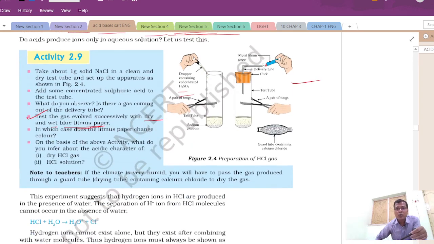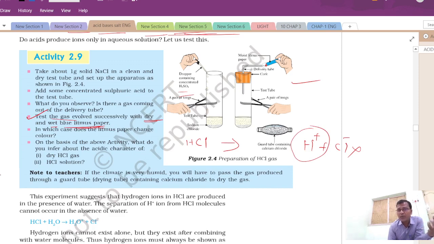Okay. So what happens if the litmus paper is dry and the gas is also dry? Without water, the acid will not break up into ions. HCl will not break up into H plus and Cl minus ion. That is why, in absence of H plus ion, it will not behave as an acid, and since it will not behave as an acid, the blue litmus paper will not change its color. Its color will remain the same.